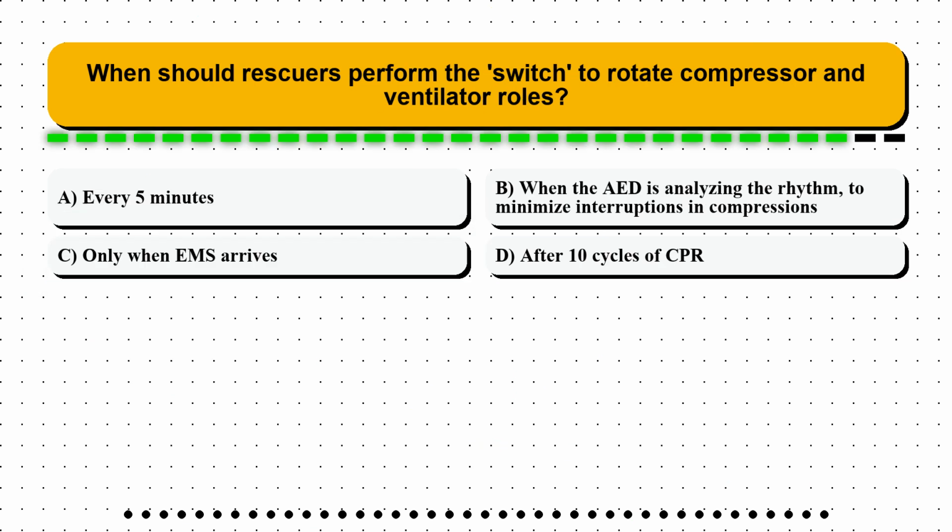Question 21. When should rescuers perform the switch to rotate compressor and ventilator roles? Option A, every 5 minutes. Option B, when the AED is analyzing the rhythm, to minimize interruptions in compressions. Option C, only when EMS arrives. Option D, after 10 cycles of CPR.